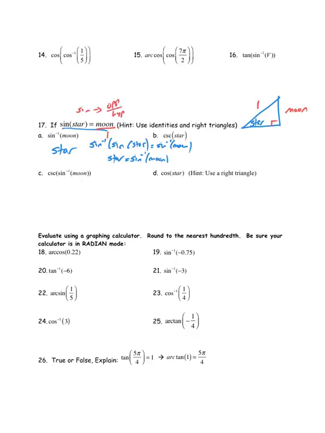Letter B says, what's cosecant of star? So remember, cosecant is the reciprocal of sine. So cosecant of star is 1 over sine of star. But we're given that sine of star equals moon. So this is 1 over moon.